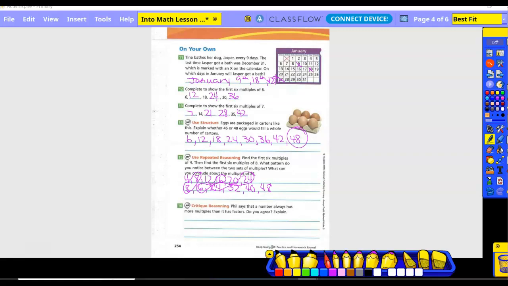Okay, number 16. Phil says that a number always has more multiples than it has factors. Do you agree? And explain why. Okay, because usually factors are only what? Can you only have a limited amount of factors? Yes. Can multiples continue to keep going and going and going? Yes. Okay, so factors are limited, multiples are continuous, right?